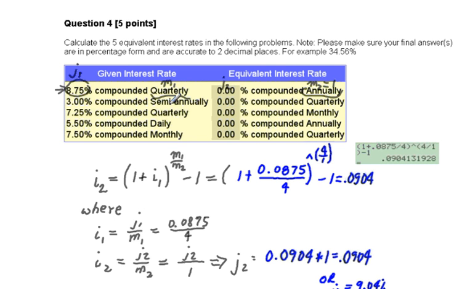Question 4, in this question we are asked to find the equivalent rate. Given an interest rate of 8.75% compounded quarterly, we want to find the equivalent rate compounded annually. A formula that we have is i sub 2 is equal to (1 plus j1 over m1) to the power of m1 over m2. Substituting values, and then solving for j2, we have j2 is equal to 9.04. So 9.04% compounded annually is equivalent to 8.75% compounded quarterly. And we'll repeat the process for the next 4 problems.